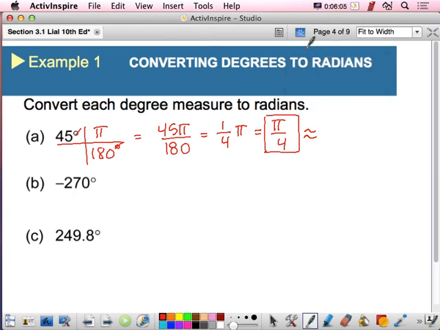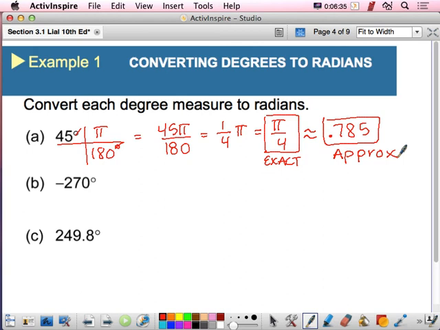So when I type that in and round it, I get 0.785 radians. So those are approximately equivalent there. This one is exact, whereas this one right here is an approximation. So only approximate when I ask you to. Most of the time, just give your answers as exact fractions, and a lot of times they will contain pi.